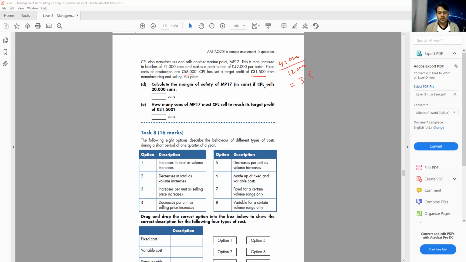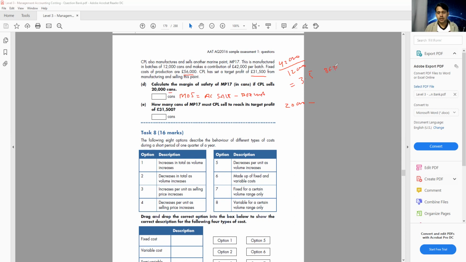If CPL sells 20,000 cans, the formula for the margin of safety, MOS, is actual sales minus break-even, so I'm asking for units. Let's do this one. We already know the actual sales are 20,000 cans. But we don't know the BEP, isn't it? So we need to calculate the BEP, that is the break-even point.